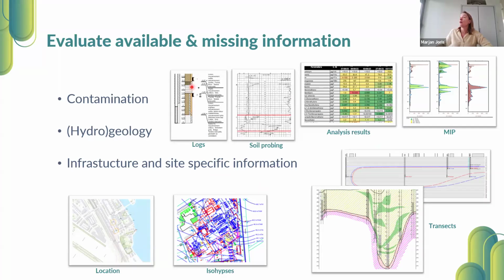You can see some bore logs where geology is present, some soil probing, where you can see how permeable the soil is, information about the contamination, analytical results, but also MIP or NISAS, that shows the distribution of the contamination in the soil and the groundwater, isohypses, where groundwater flow direction or groundwater flow velocity is already more or less known, as well as the contour of the contamination, and here the geology as well on the pictures.